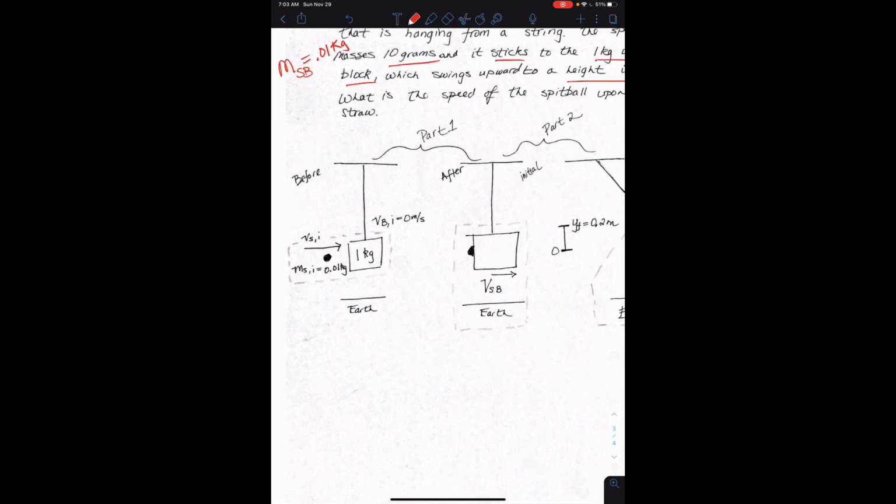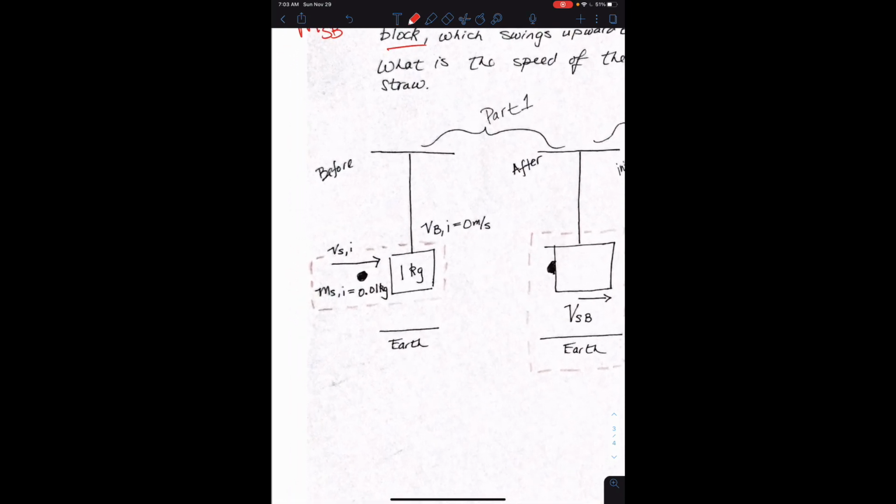So we want to know what this initial speed is, and I should have written MSB here. We want VS initial, or I should probably just say VSB initial, so now we don't have two different abbreviations for spitball. And the block can be just B. All right, that makes more sense. So we want to know the initial speed before the impact, before the collision.